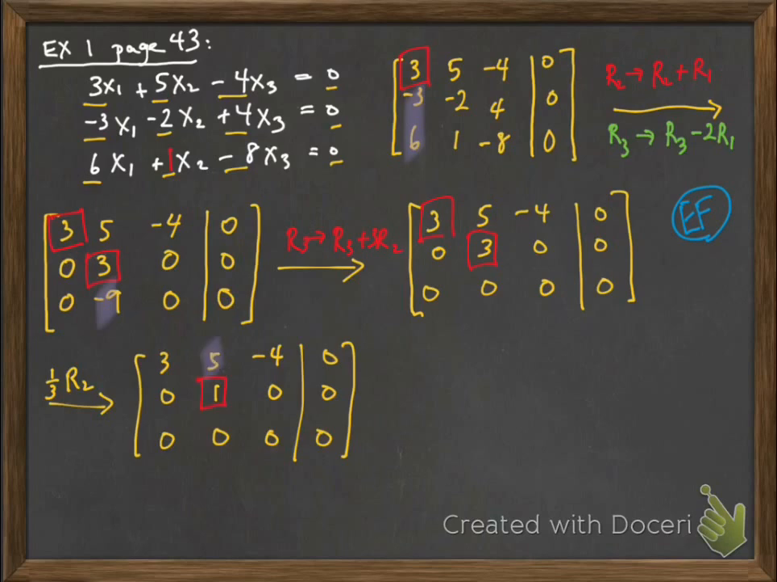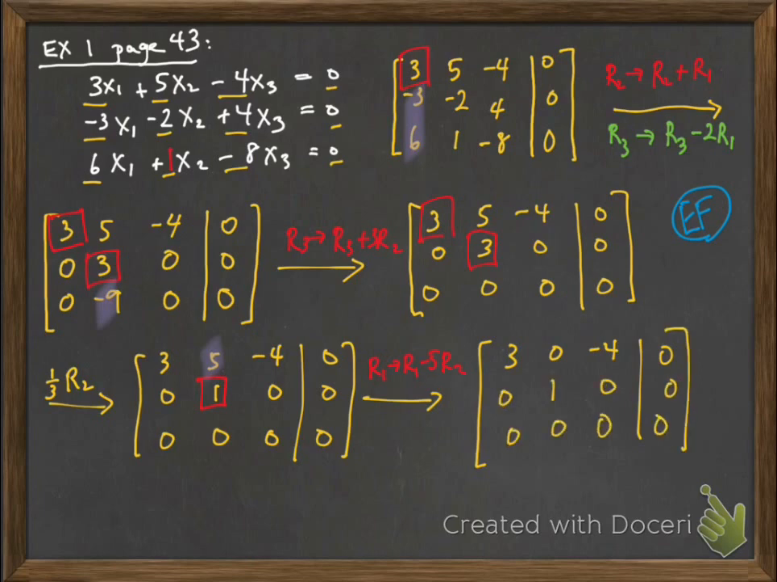Now I'm going to use that pivot, that newly created 1, to kill off the entries above, so that 5 that's sitting there. I can achieve that by replacing row 1 with row 1 minus 5 row 2. And that gives me 3, 0, negative 4, 0 in the first row. The second and third rows stay the same.